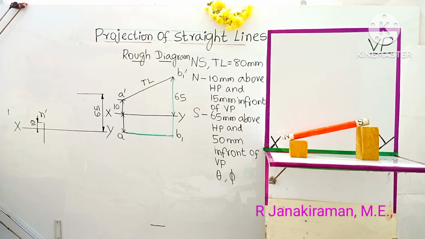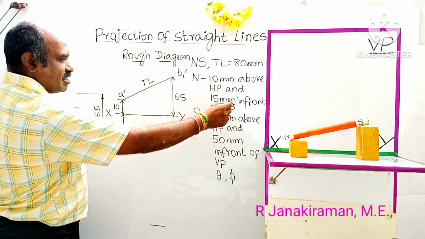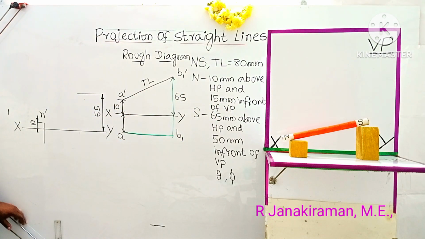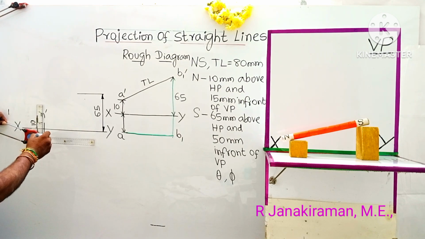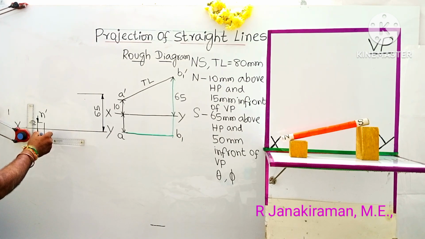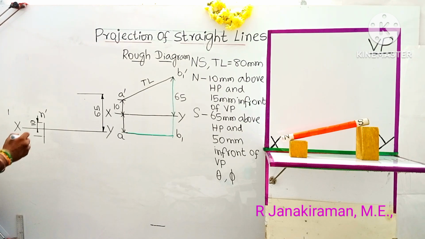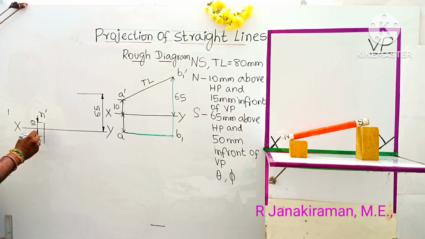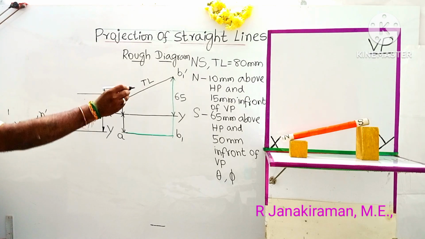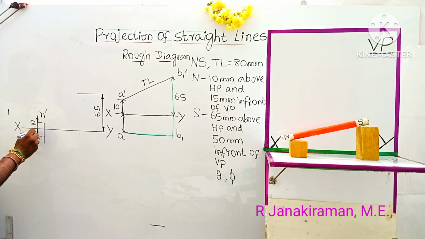Next, about point N, what is the distance in front of VP? It is given as 15 mm. This is above HP. In front of VP, the distance will come below. You have to refer to previous videos on projection of straight lines. Here you draw one more dimension line and put arrowheads. This distance is 15 mm in front. In front will always come below the XY line. So the remaining length you can erase. This point is point N, and this is N dash.